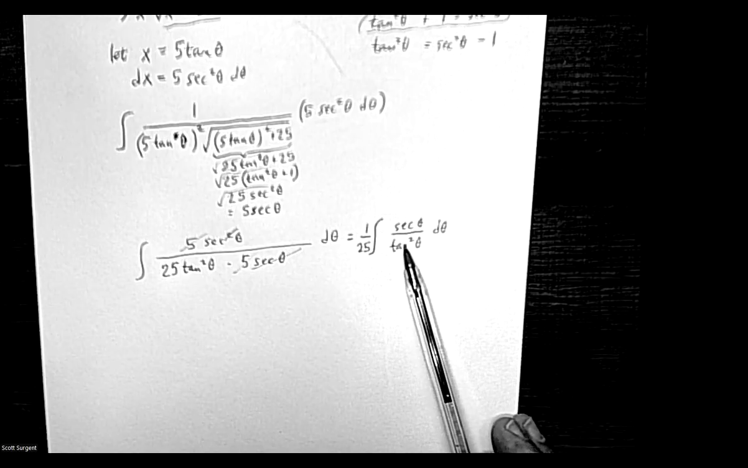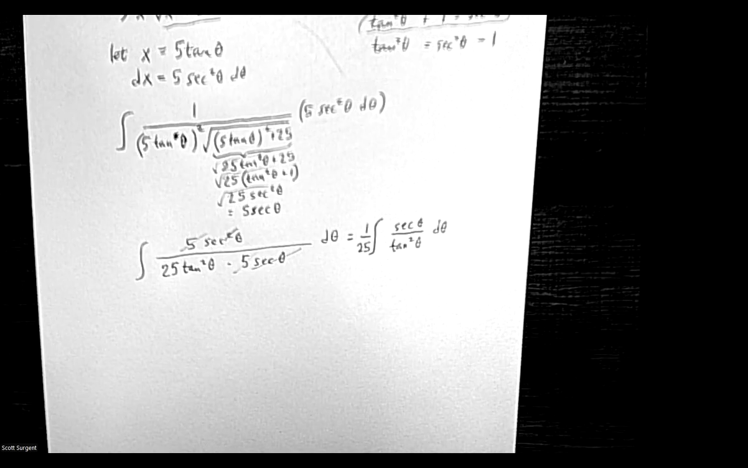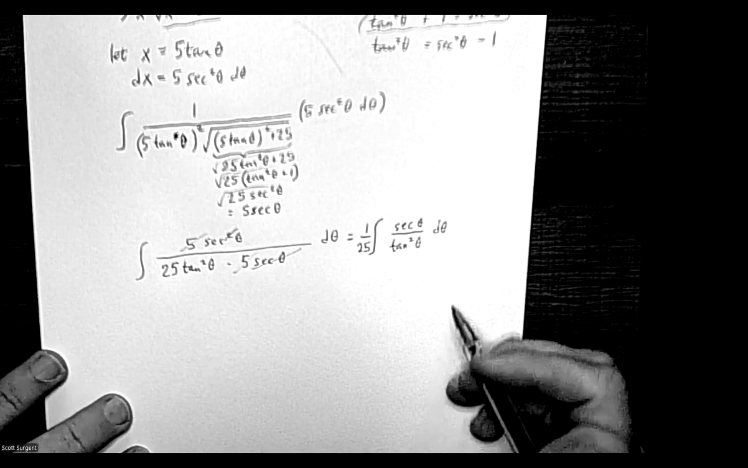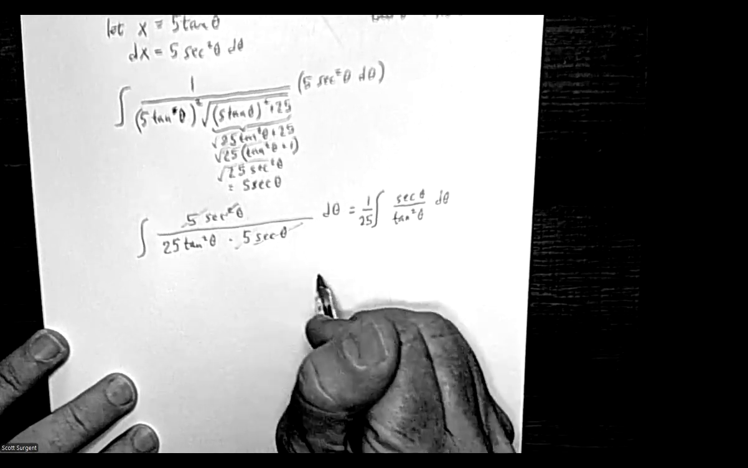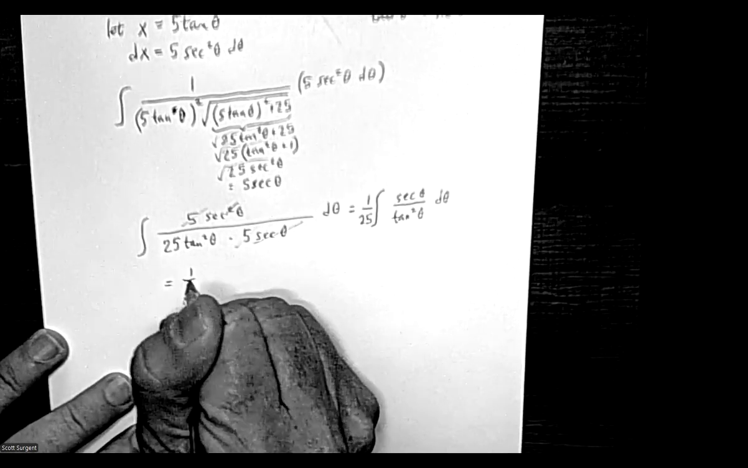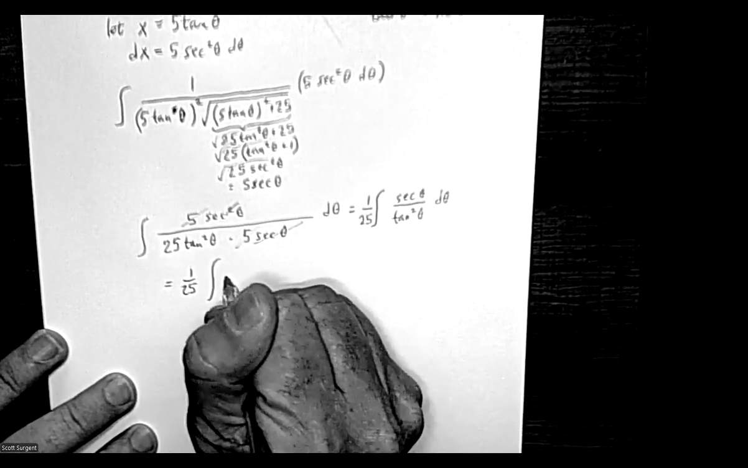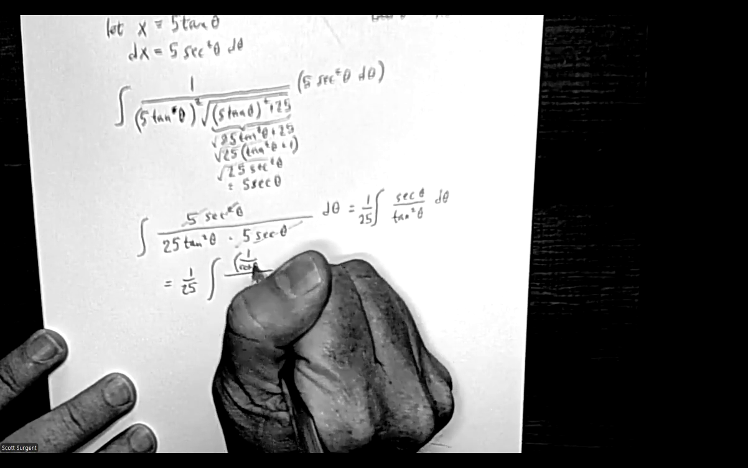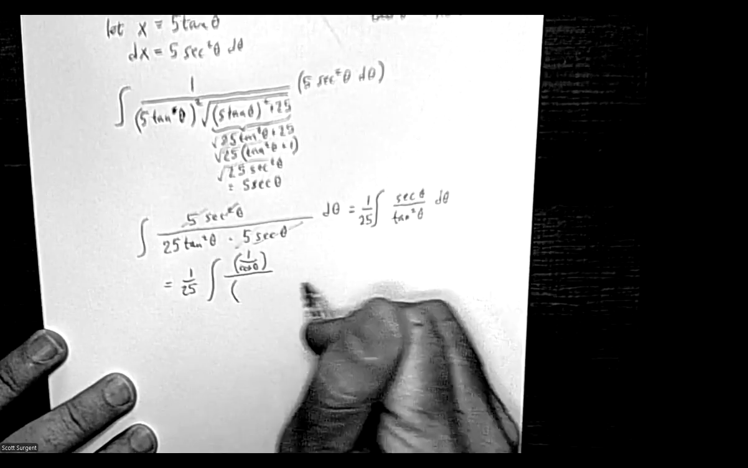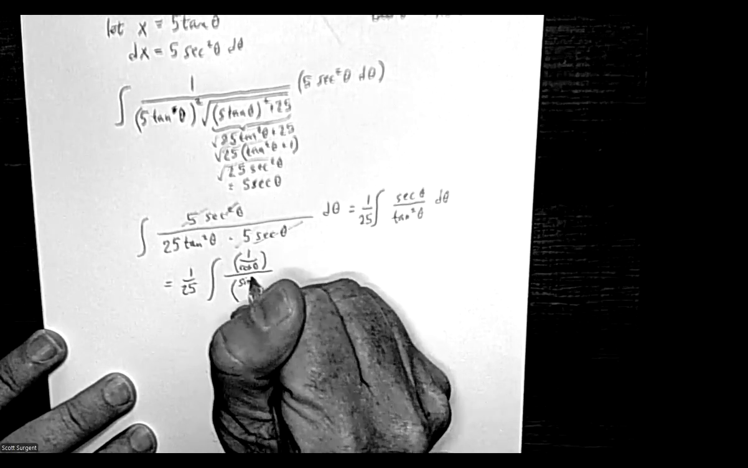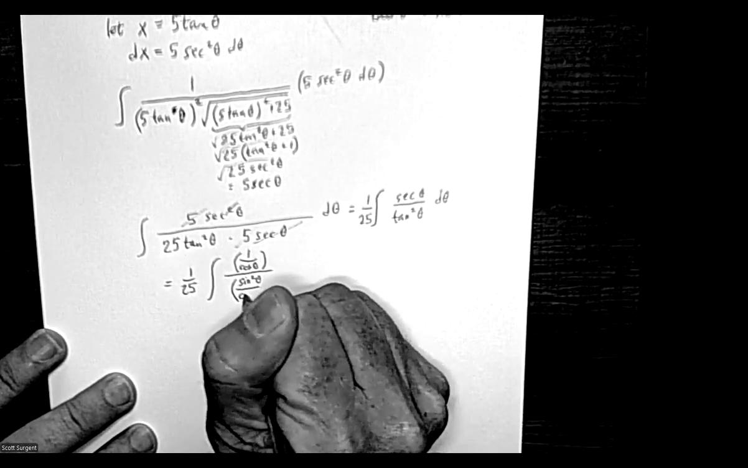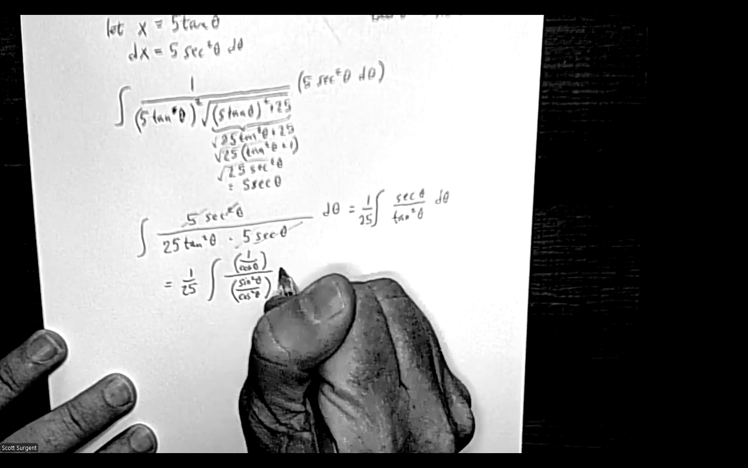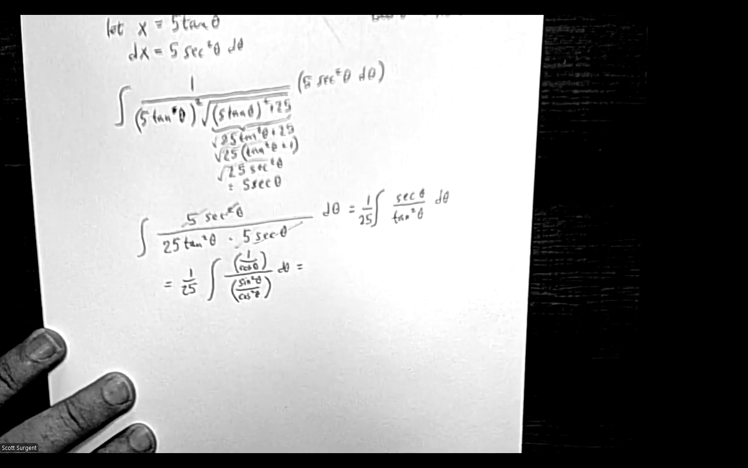For example, whenever I'm kind of in doubt, I might just convert everything back into sines and cosines. Let's see what happens when we do that. It's going to look messy. Secant is 1 over cosine. Meanwhile, tan squared is sine squared over cosine squared. Let's see if that does anything for us.